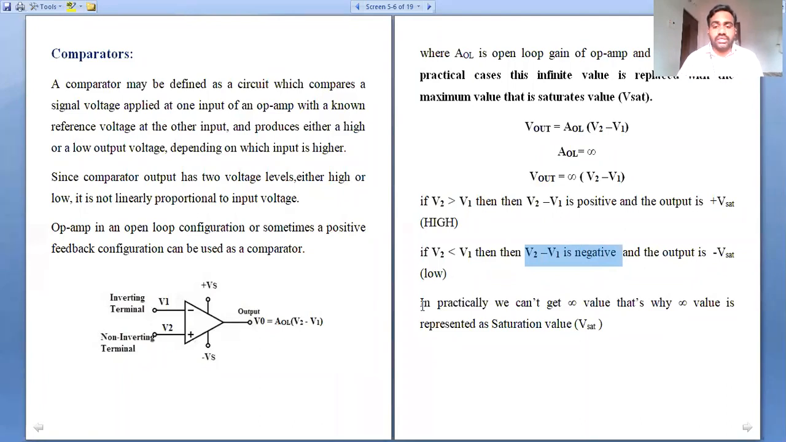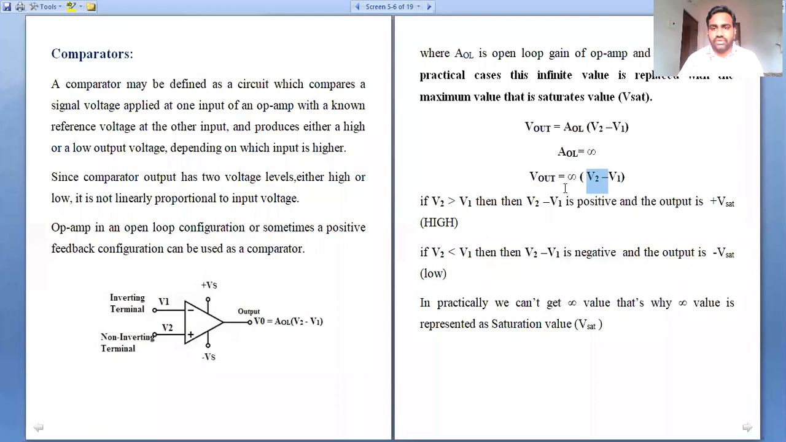Okay, so in this practical application, in this particular analysis, if V2 minus V1 is positive, that is positive infinite. If V2 minus V1 is negative, that is negative infinite. We can't define the positive infinite condition and we can't define the negative infinite condition.